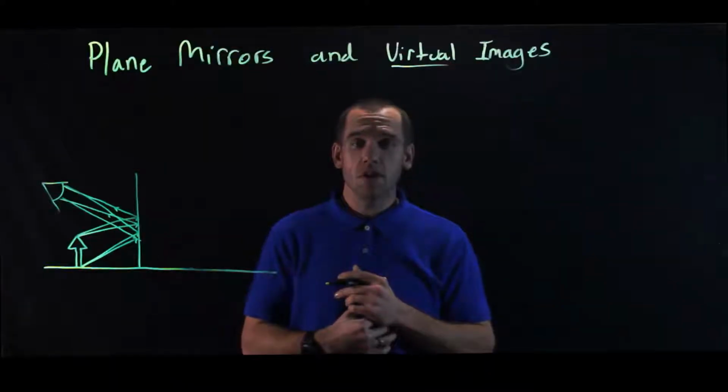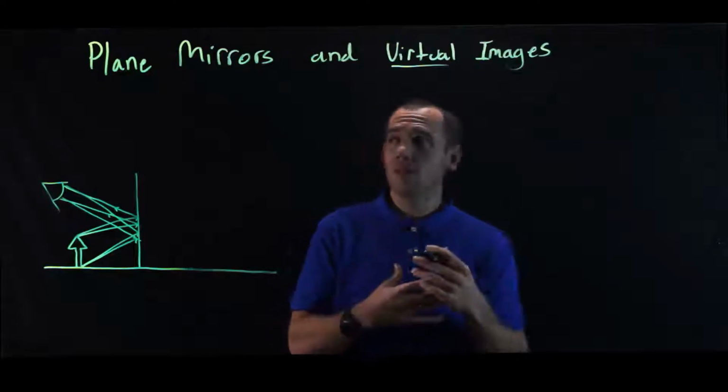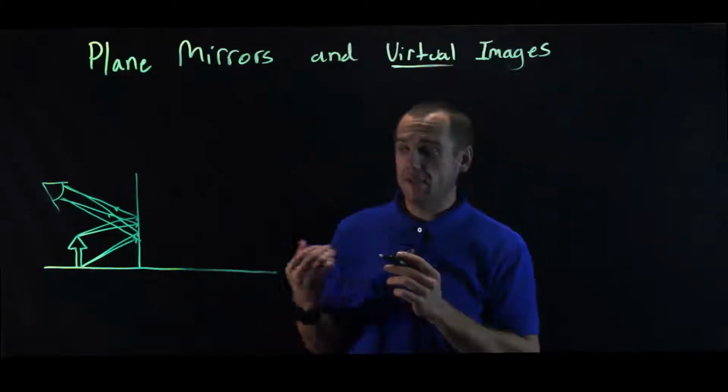In this lesson, we're going to use the law of reflection to figure out how we can see images in plane mirrors and where those images appear. We're also going to learn that those are virtual images, and virtual is different than real.